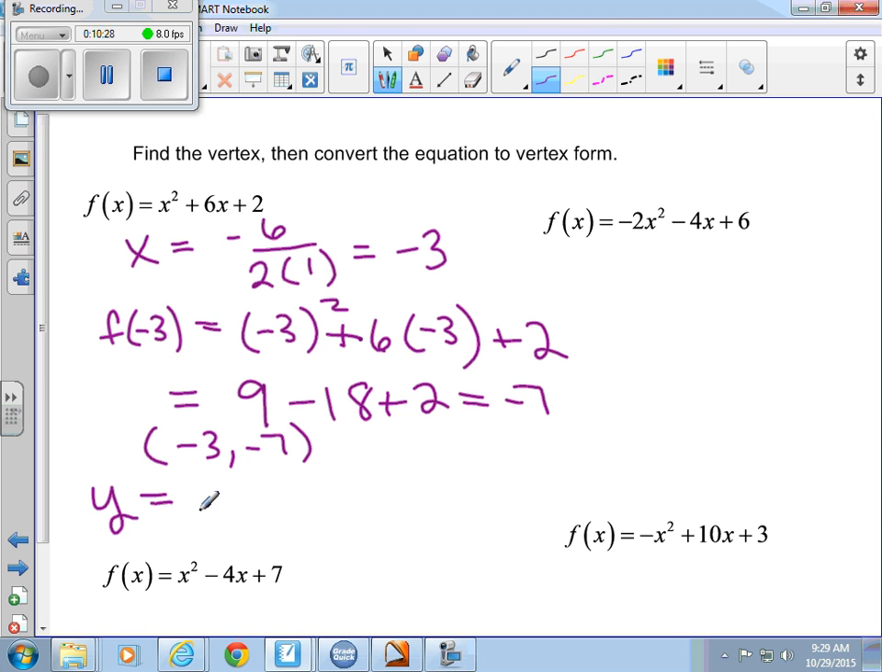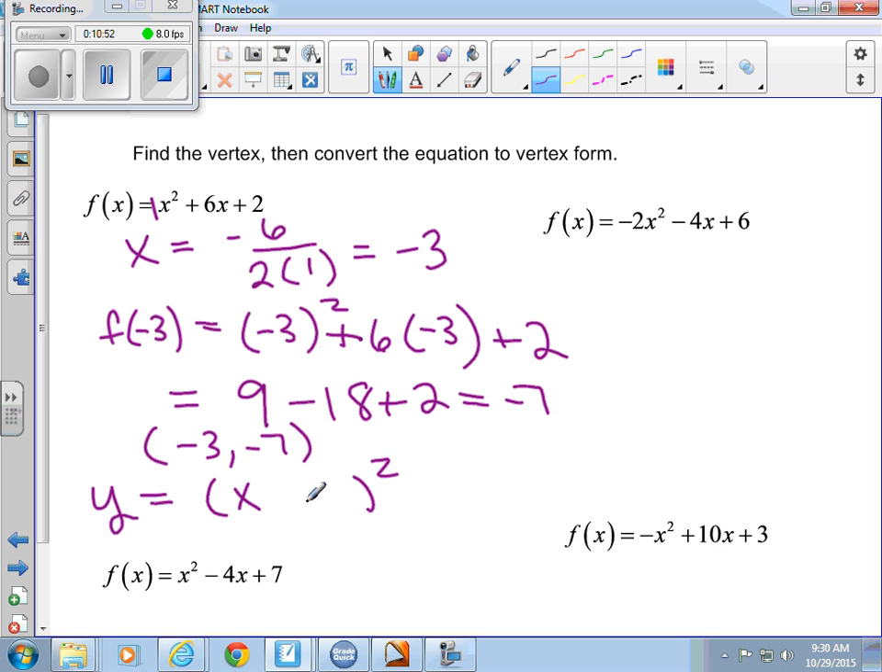Hey, what's the first thing I need in vertex form? A. The A from this is the same A in vertex form. So what's A here? 1. So A down here is also 1. You don't have to write it if it's 1, but you can.